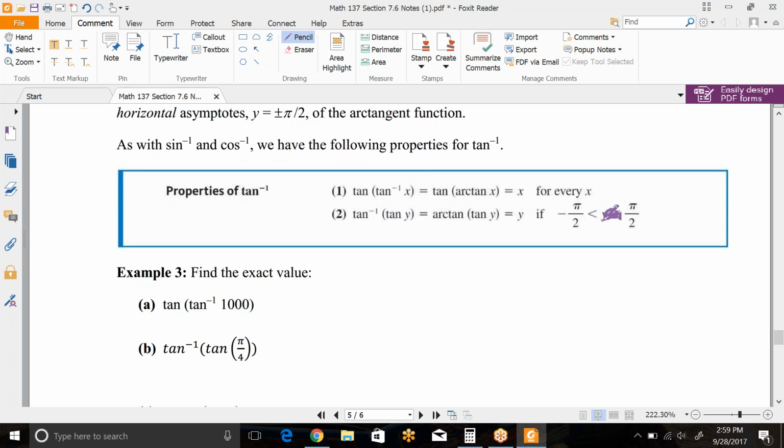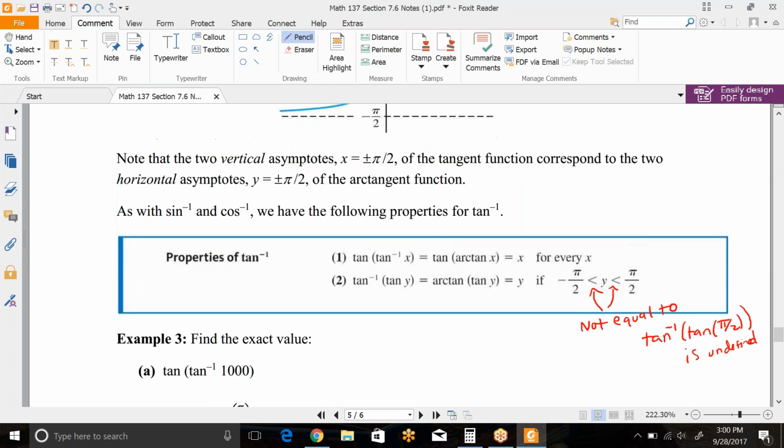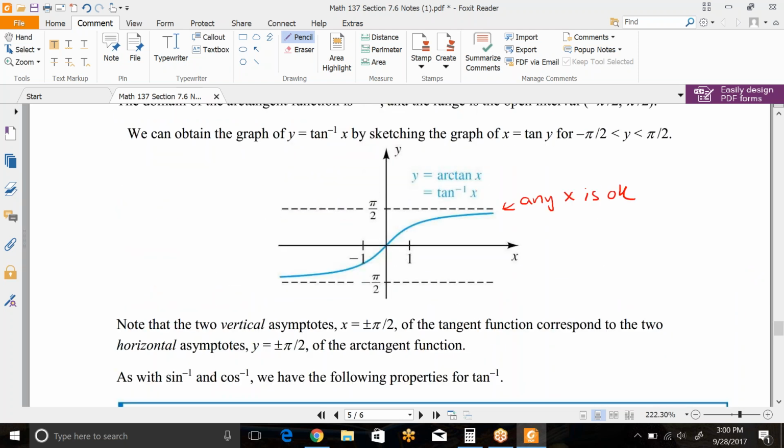But there is a difference here. Notice, remember, in sine, you could have equal to. In tangent, those are not equal to. Tan inverse of tan of pi over 2 is undefined. Okay, we can't do that part because we can't be equal to that. So just be aware, and that's because of those asymptotes that we talked about just then. So we can't do that part.